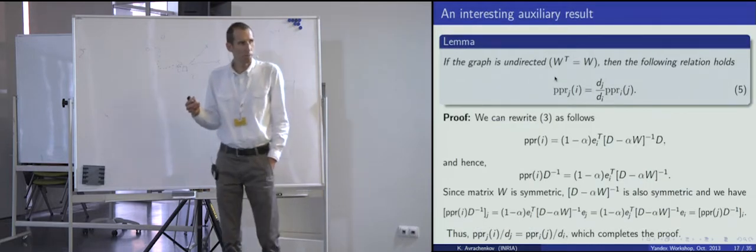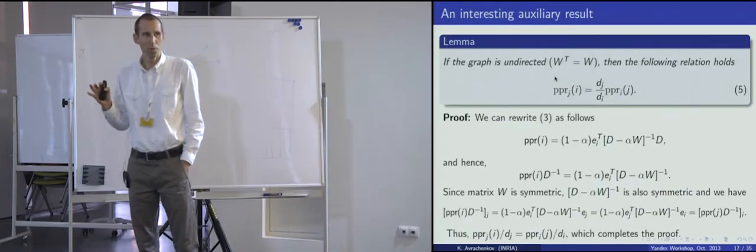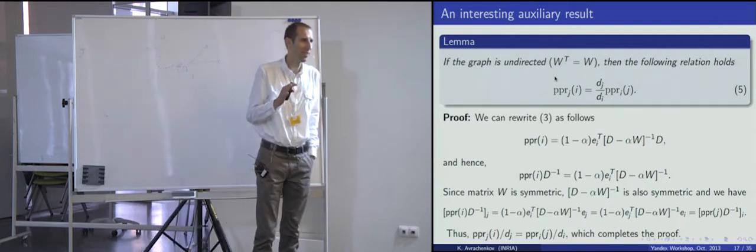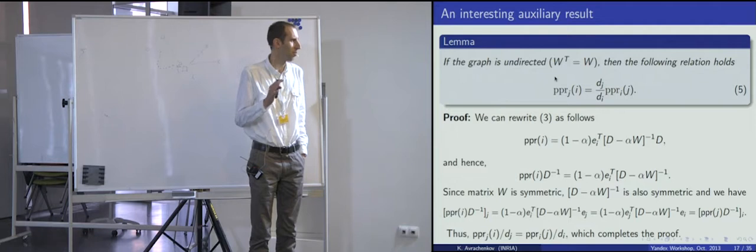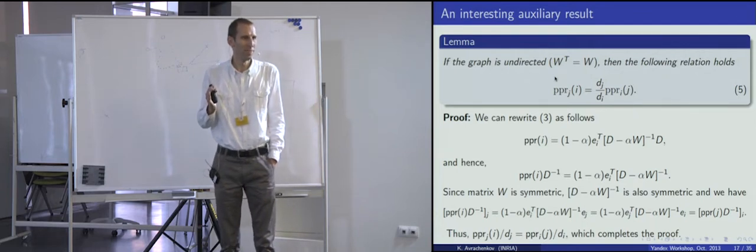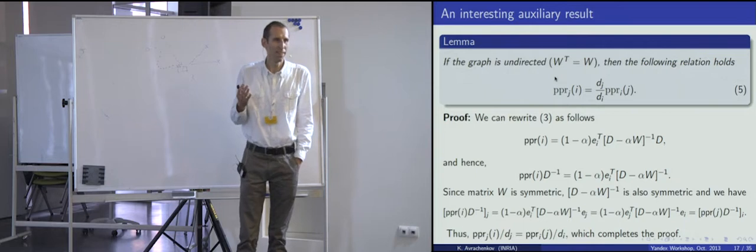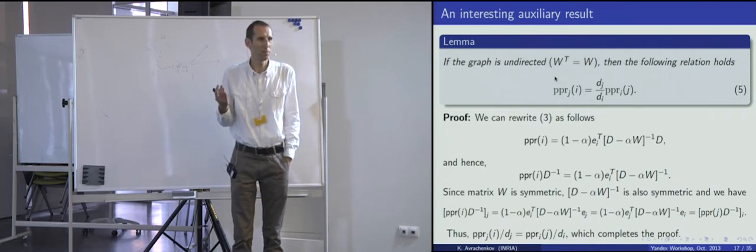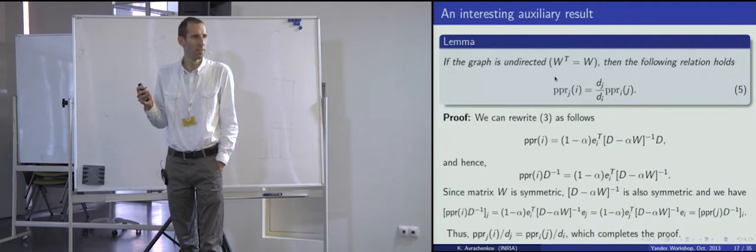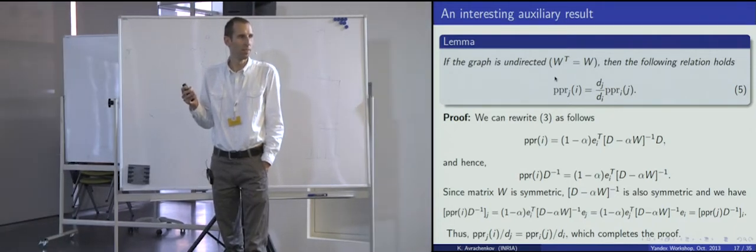For this, we need a very small result. Actually, I'm pretty sure this result is known in one form or another somewhere else, so probably some of you can even point me to the literature. But at least in terms of PageRank, I didn't see it before. The stationary distribution on a finite graph is proportional to the degree distribution.